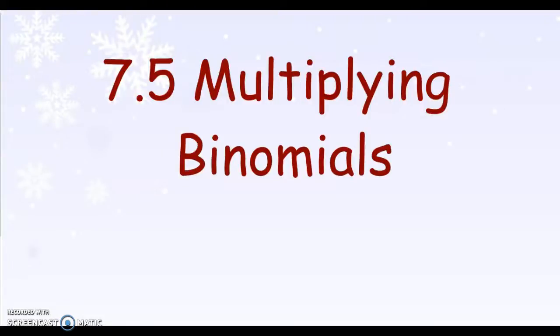Hi everyone, today we're going to be talking about section 7.5, multiplying binomials. We've talked about polynomials before, we've talked about multiplying polynomials by monomials, and today we're going to talk about multiplying two binomials together. And we're going to talk about two different strategies to do that. Remember, bi meaning two, so these are two-termed polynomials. So a plus b times the quantity of c plus d.